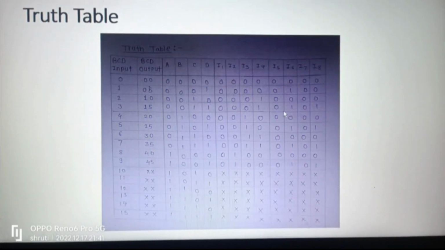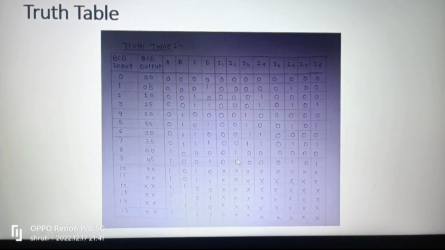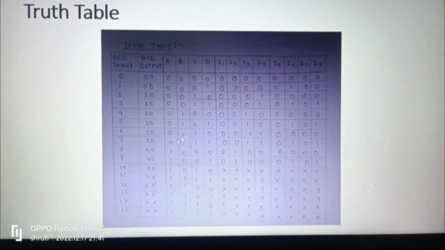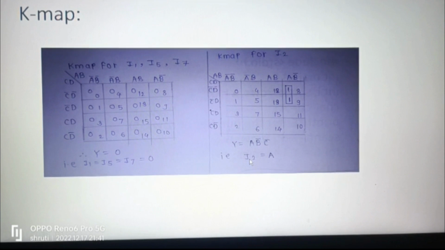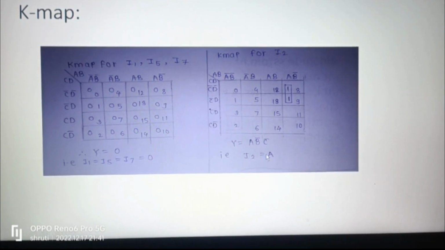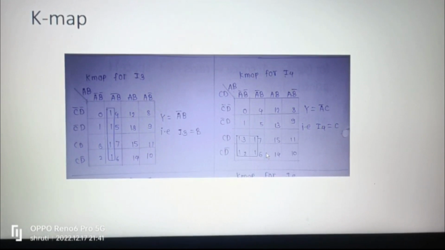And here we can see that the entries in I2 are the same as the entries in A here. So ultimately, I2 is equal to A. In the next K-map, we will construct the K-map for I3.